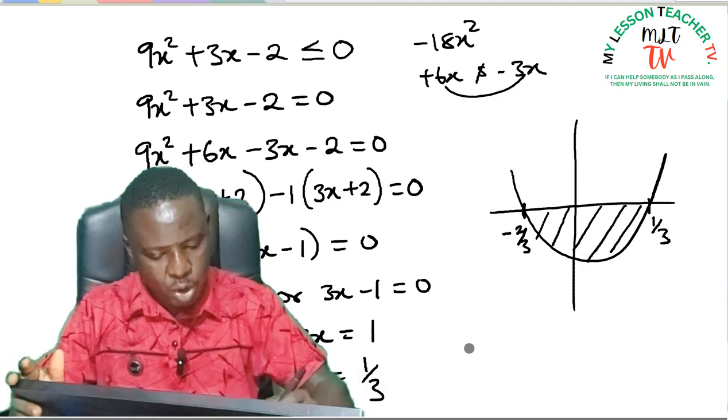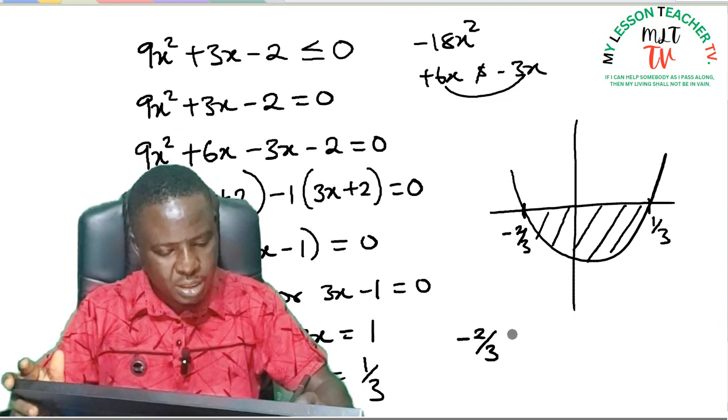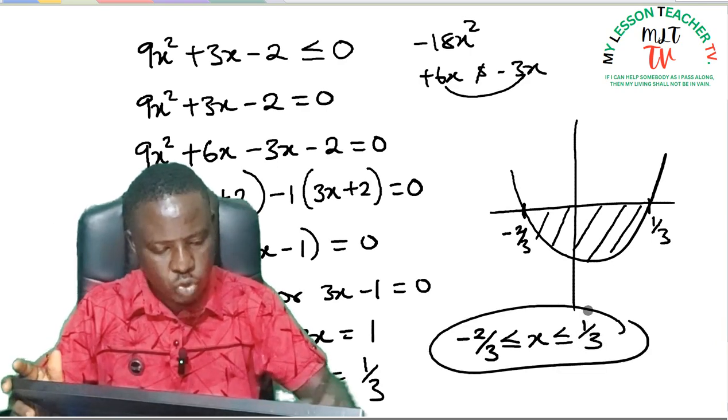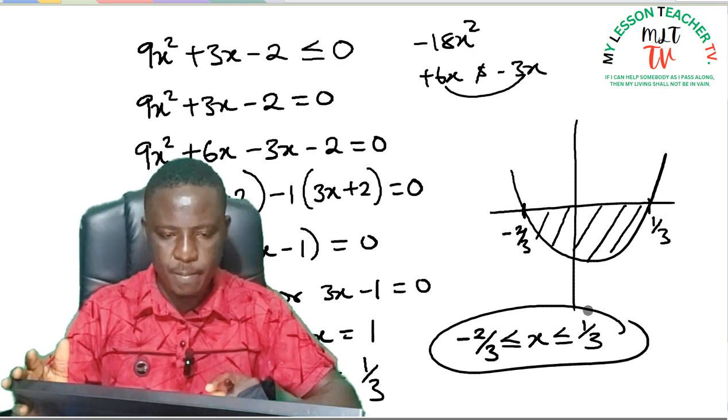So the solution now becomes minus 2 over 3 is less than or equal to x, and x is less than or equal to 1 over 3. So this is the solution to this inequality.